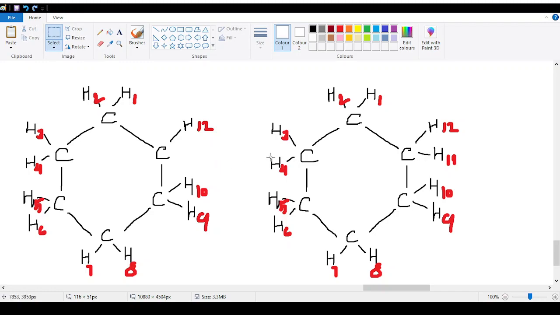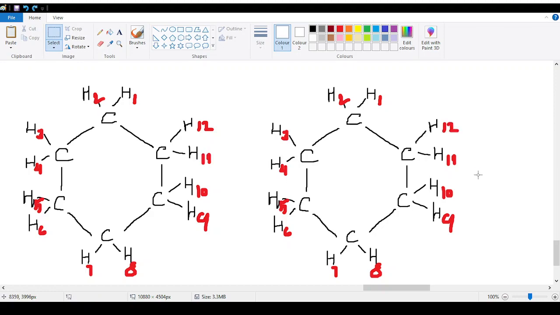Okay. So I'll remove 11 from this one and I'll remove 12 from this one. Now the structures, do they look the same to you or do they look different to you? They look the same. They're exactly the same, no structural difference. So that means hydrogen 11 and hydrogen 12 have the same chemical environment.